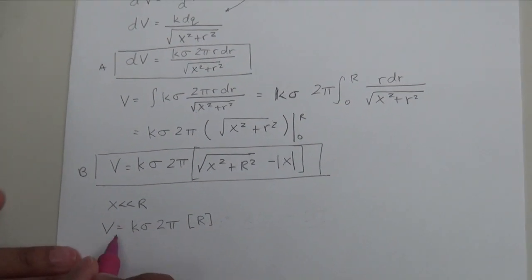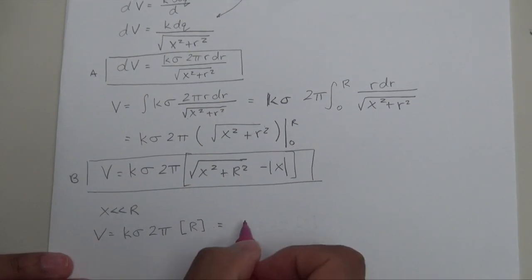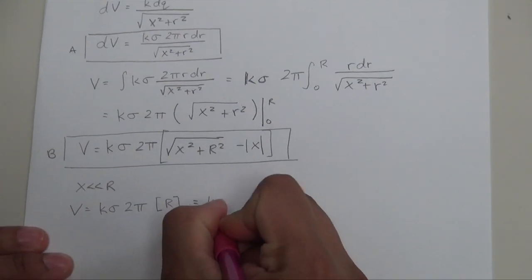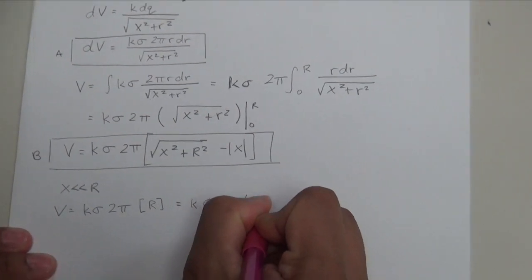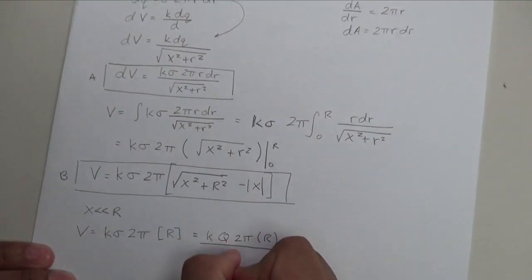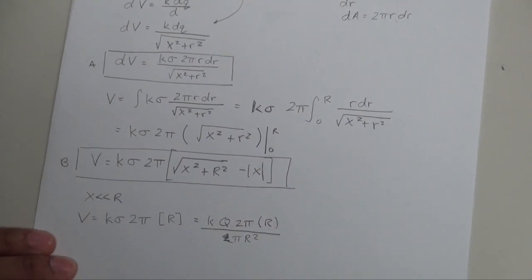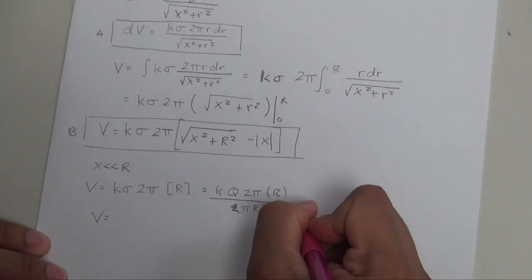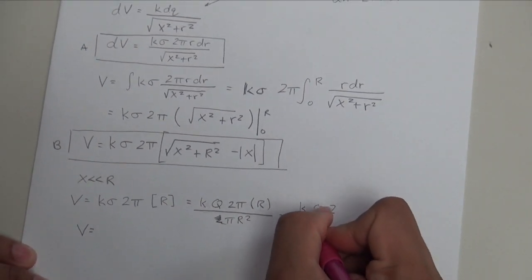Okay, so now that we have this, we can substitute sigma. What is sigma? Sigma is simply Q over area. So let's plug that in. It'll be k Q, the rest is the same, divided by the area. What is the area of the disk? 2 pi, no, sorry, pi R squared. We can cancel some terms out, or actually, let's see. We can cancel the pi and we'll get 2. We'll cancel 1 R.